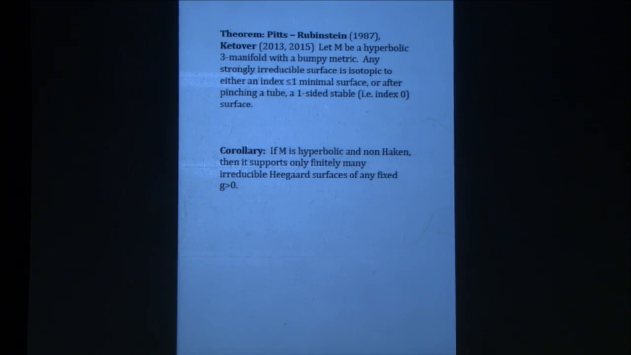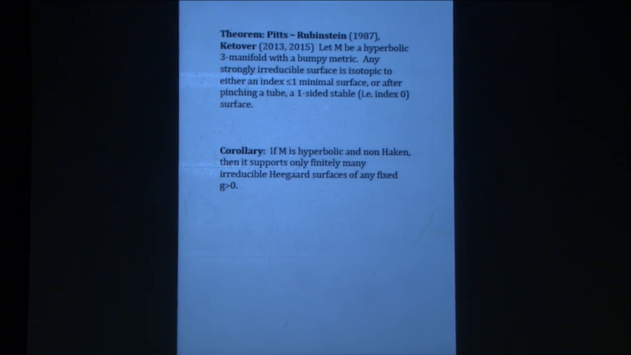A corollary of that, for bumpy metrics, which these guys certainly knew in the 80s, is that such a metric only supports finitely many minimal surfaces of a fixed genus. In particular, there's this non-effective finiteness statement that a non-Haken manifold has only finitely many irreducible splittings of a fixed genus.